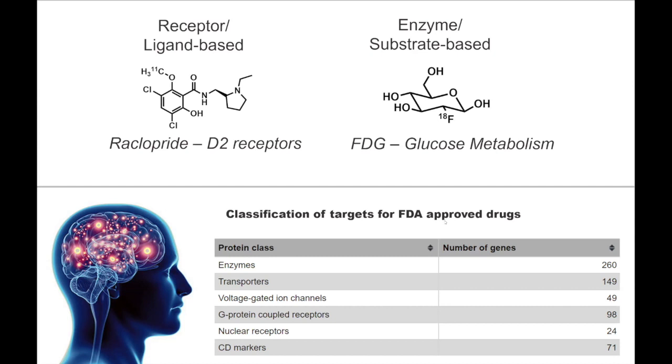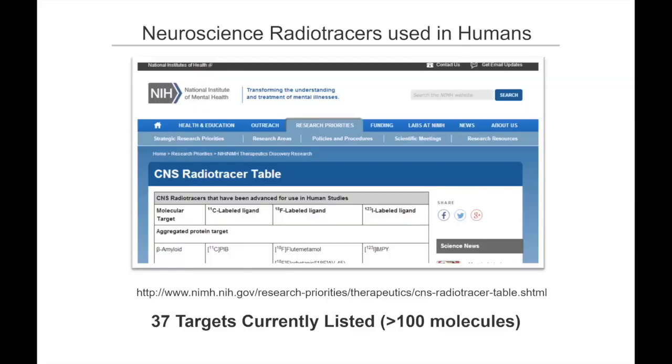Here is a quick table to summarize some FDA-approved drugs, the protein classes, and the number of genes. There are hundreds of targets for drugs. But for human PET imaging, the number is relatively low. NIMH summarized a CNS radiotracer table, which lists about 37 targets, with more than 100 molecules that can be used in humans. So there are a lot of targets that still need a PET imaging probe, either in C11 or F18 or other isotopes. So our job is to find new tracers.